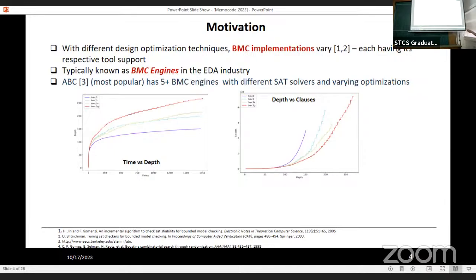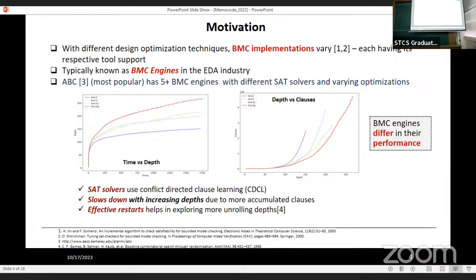On the other hand, since this engine is able to get deeper and deeper into the design in the same time as others, what is the clause complexity that it is encountering? When we look at depth versus clauses, at depth 250, which none of these others were able to reach, on this specific standard benchmark, this engine encountered 4 into 10 to the power 6 clauses. So BMC engines differ in their performance.